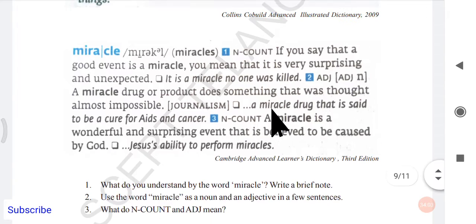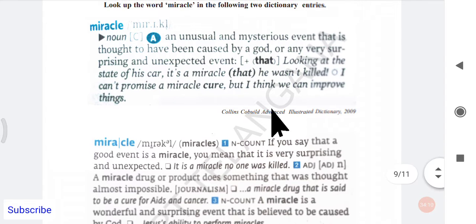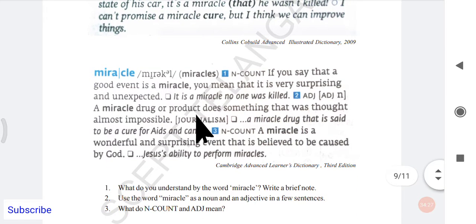Okay, so we have different meanings for the word miracle. We can see there is even a difference in pronunciation also. Different dictionaries give different pronunciations and meanings. Please follow the Cambridge Advanced Learner's Dictionary or the Oxford Advanced Learner's Dictionary for better meanings and better pronunciation.